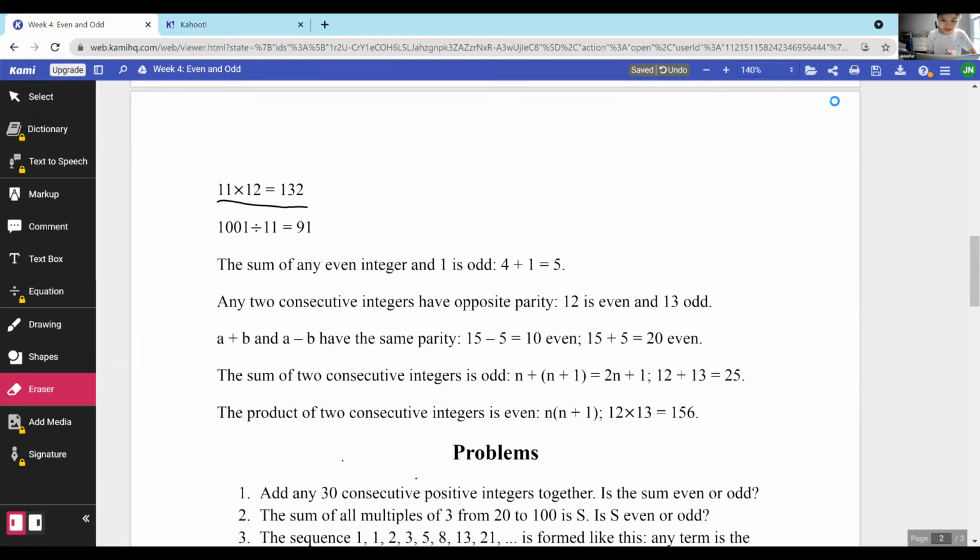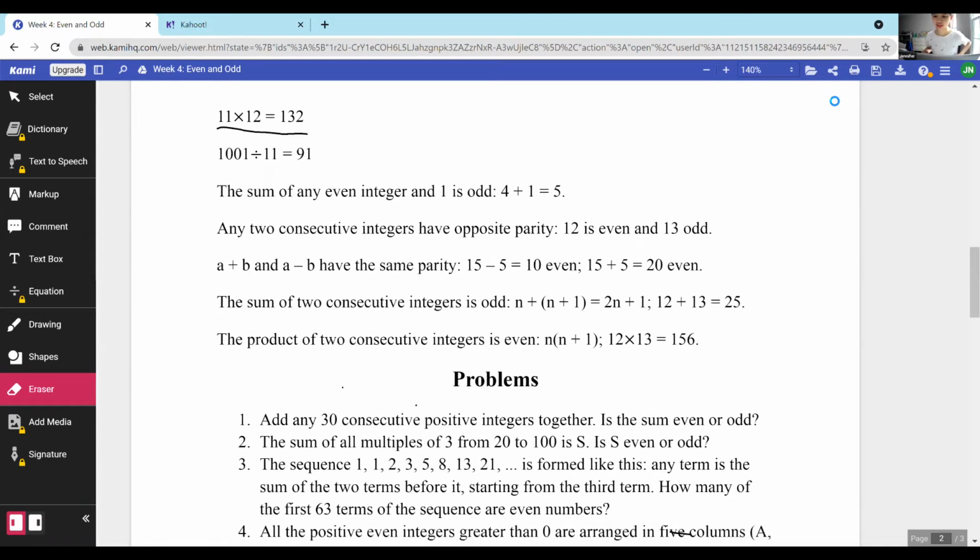And to keep in mind, the sum of any even integer and one is odd. That's basically straightforward. Since if it's even, then you add one, by definition, it'll be an odd integer. Any two consecutive integers have opposite parity. That's similar to the first statement. 12 is even, and then 13 is odd because numbers right next to each other will have different parity.